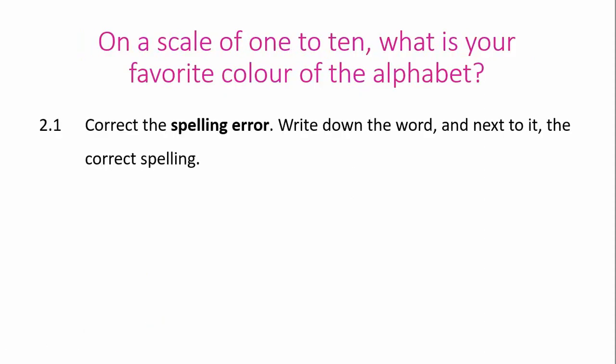Alright, number 2, the spelling error. Favorite, this is an Americanism because that's how they spell it in America, but we use British language, so we use the U there. Make sure that you write both words because it says there, write down the word next to it, the correct spelling.